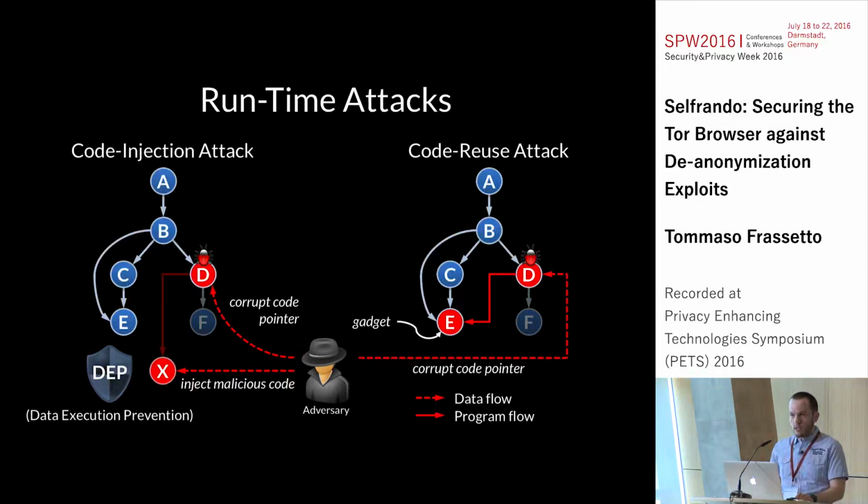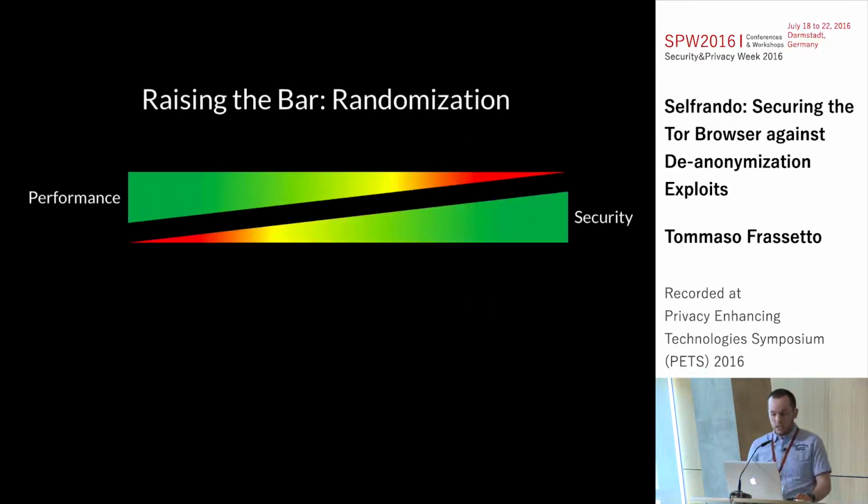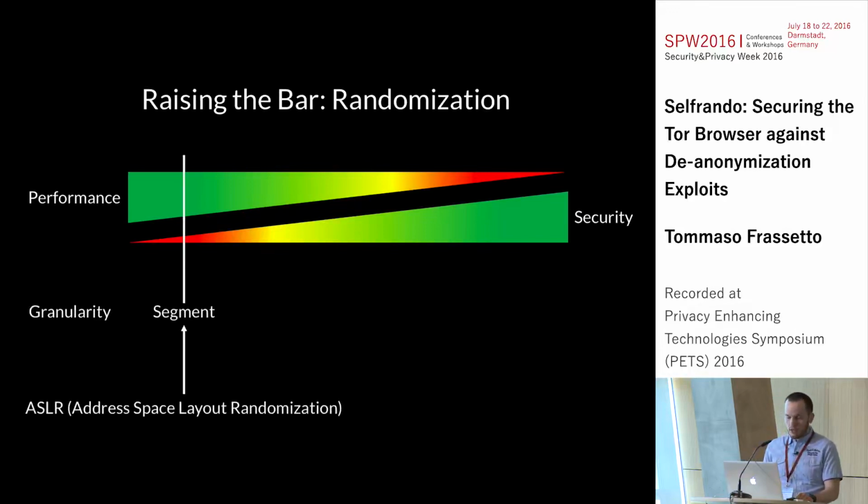The defense that has been used against this kind of attack is randomization. And randomization can be done on a number of different levels of granularity. One can do segment granularity, which is called ASLR, or address space layout randomization, and which has very good performance, but it is quite easy to bypass since the whole memory of the application is moved by a random offset. So if the attacker is able to determine what this offset is, everything else is easy for him or her.